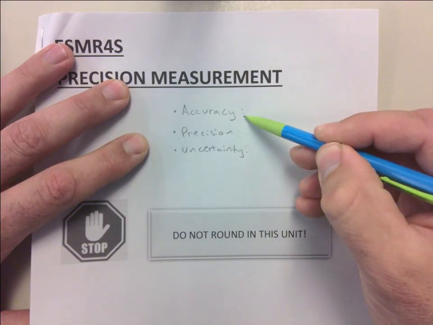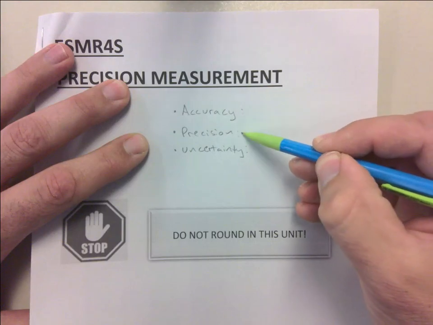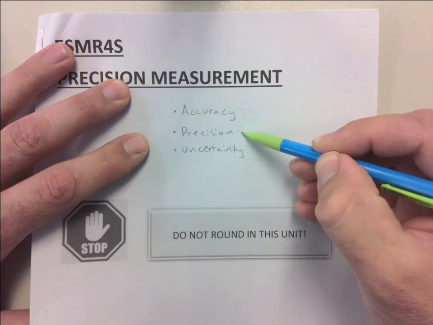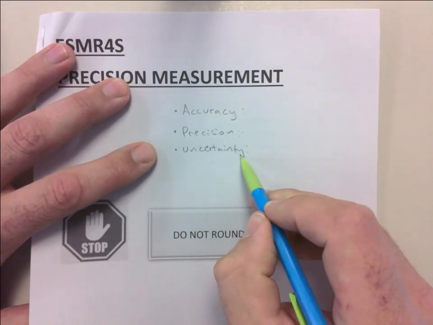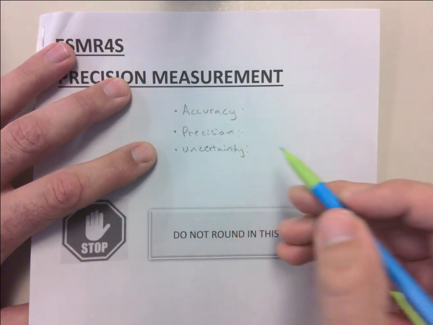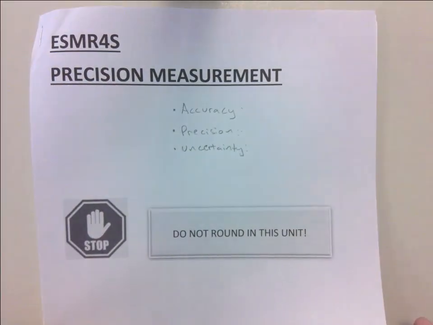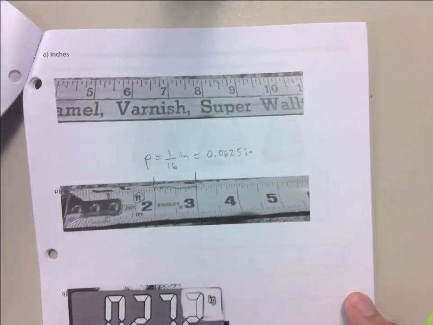Accuracy is how close you are to the target measurement. Precision is the smallest increment, and that's how we define it, but we can also determine it as a number. And uncertainty is always half of your precision, plus or minus. So those are three topics that we've covered.